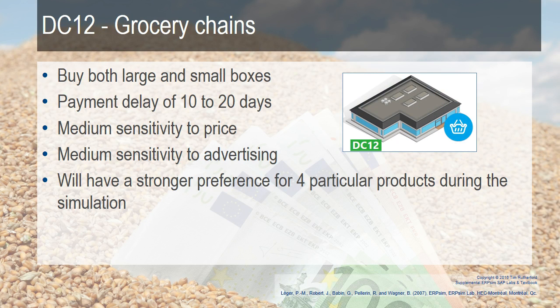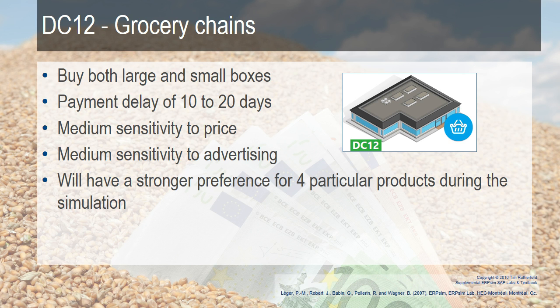The next distribution channel is a grocery chain. This is a fairly straightforward grocery store. Kroger's is the biggest in the United States. In the UK, it's Tesco. There are a number of different major grocery chains out there. They have a bit more shelf space. They try to match many people's preferences, so they do purchase the large and the small boxes, the 1 kilogram and the 0.5 kilogram. The payment depends on which one is buying from you, so it could be 10 days, it could be 20 days. It's not like you can charge anything, so you have to have a decent price, but they also respond to advertising. So it's a combination of the two.